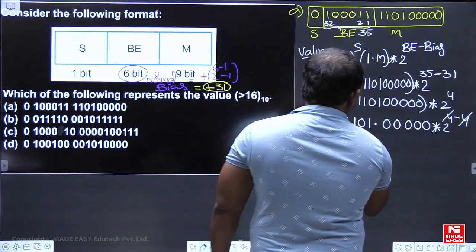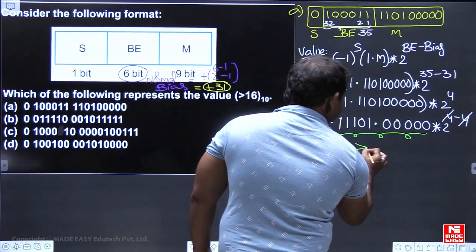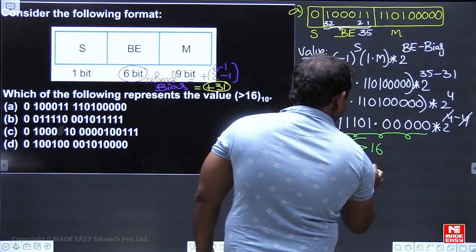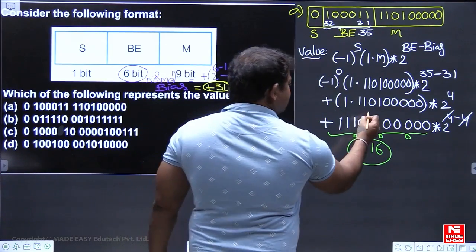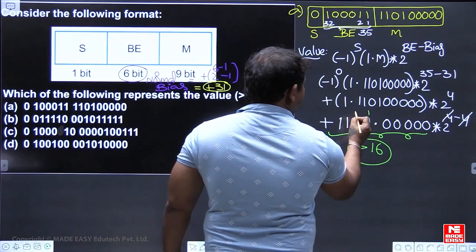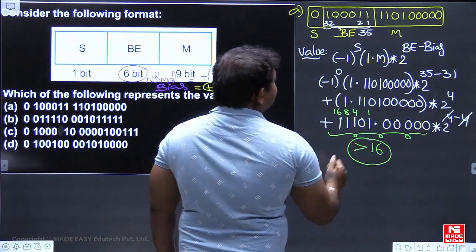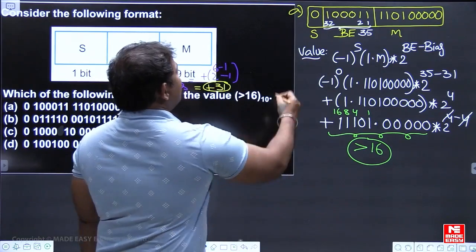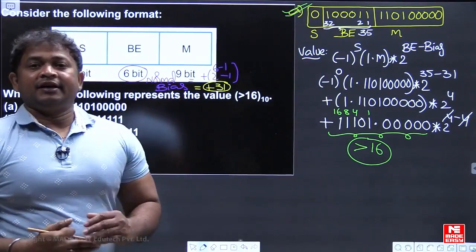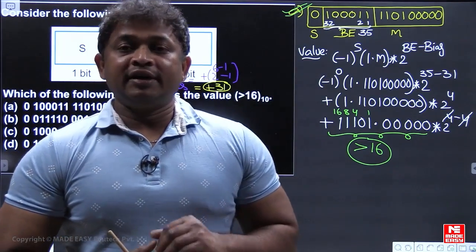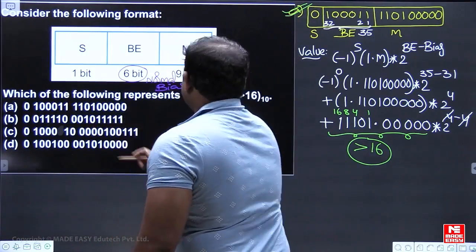Now report the decimal value. If you see this, the decimal value is greater than 16. This value is greater than 16, correct? 1, 2, 4, 8, 16. So this value is greater than 16. Therefore, option A is matching. Option A binary code is greater than 16. Now go to option B.